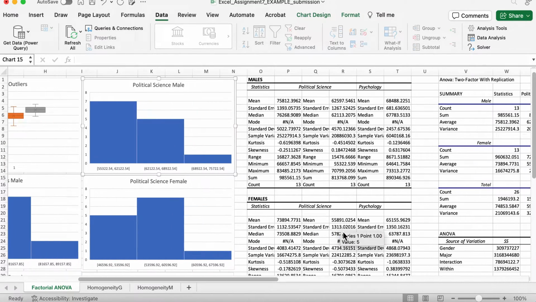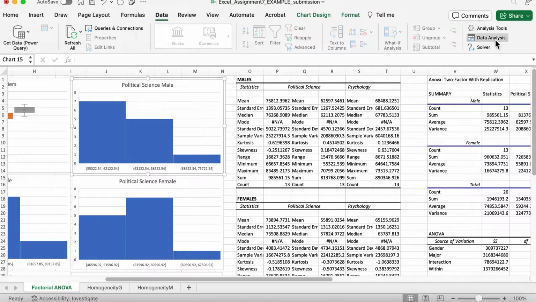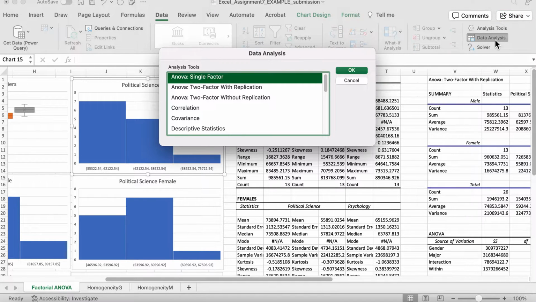So then to get the skew and kurtosis statistics, you need to use the data analysis tab. And I know some of you have mentioned problems with having that.